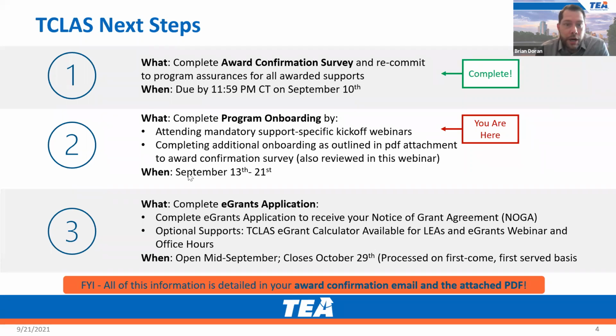And then the final step for TCLAS specifically for the awards is to complete the eGrants application. This will open in mid-September if it's not open already, and then closes October 29th. I do want to highlight here, this is processed on a first come, first served basis, which given the timeline that we're working with for Cycle 2 districts, we'll talk about a bit more later, but just highlighting that right now.